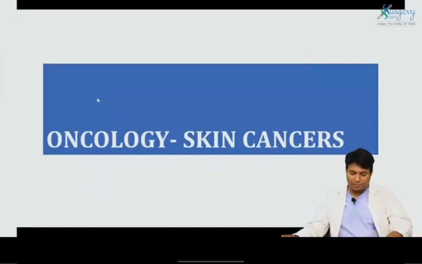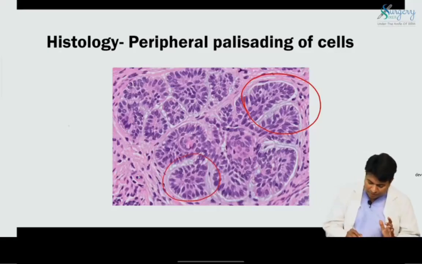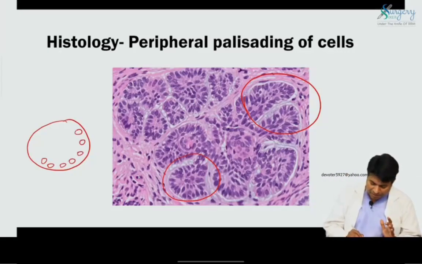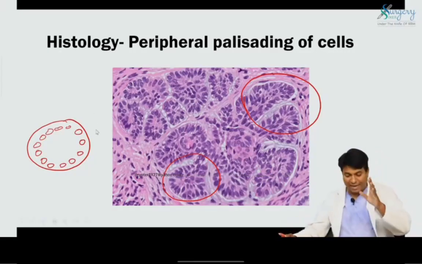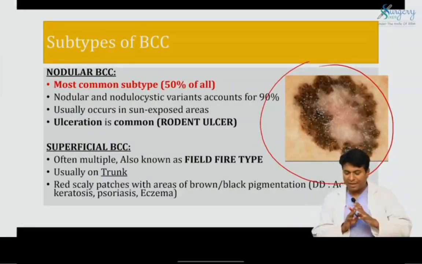Let me show you the images of skin cancers. So please remember, this is a classical MCQ for exam: peripheral palisading of cells. You can see how the cells are arranged peripherally like this. This is a typical appearance in basal cell cancer. This picture is a field fire, in the superficial spreading type of basal cell cancer.